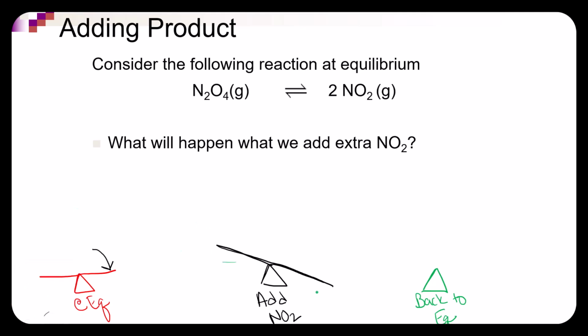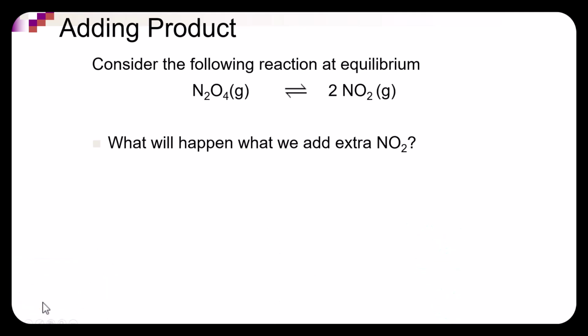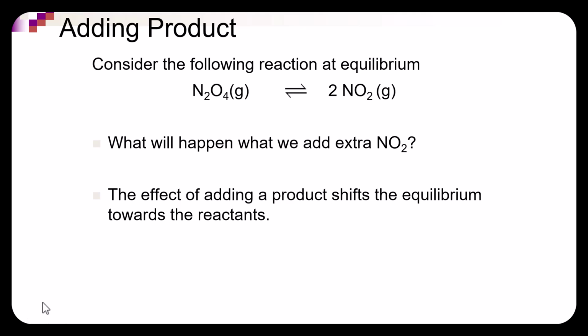So it's going to have to push back towards the reactants. So to get back to equilibrium, we're going to have to make more reactants. So to alleviate this side, we push back towards our reactants. So the effect of adding a product shifts the equilibrium back towards our reactants.